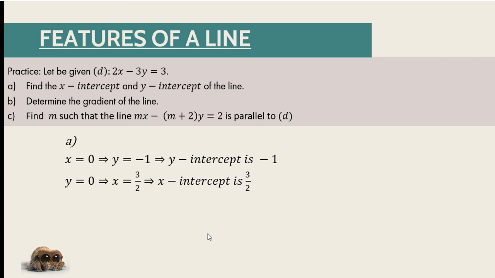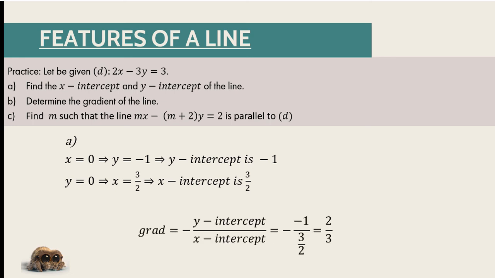Okay. Now first we try to calculate the x-intercept and y-intercept. X is 0, y is negative 1, y-intercept is negative 1. Y is 0, x is 3 over 2, so x-intercept is 3 over 2. The gradient is the opposite of y-intercept divided by x-intercept. It is minus negative 1 divided by 3 over 2, and it is 2 over 3. The gradient is 2 over 3.